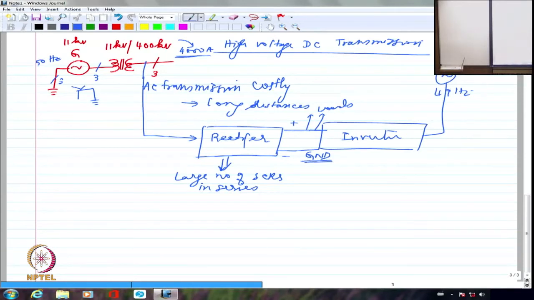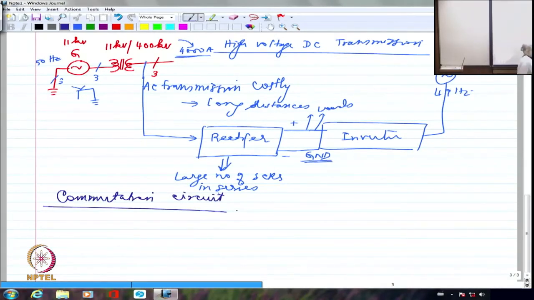Now let us go over to the commutation circuit. What we mean by commutation is to turn off an SCR circuit. How are we going to turn off a circuit? I'm going to take an example and explain it so that you would be able to get an idea of how an SCR is turned off. So let us say I have a chopper circuit. Again, that is one of the simplest circuits, so I'm going to take a chopper.